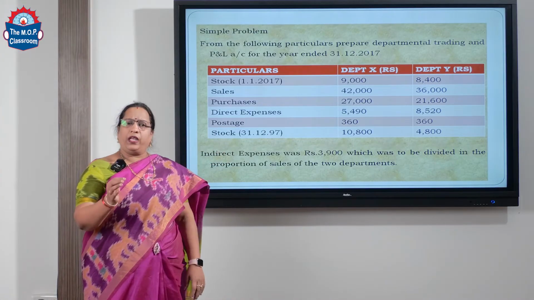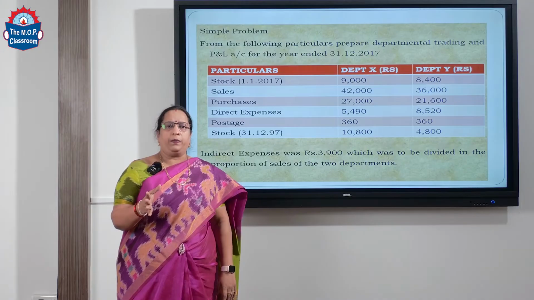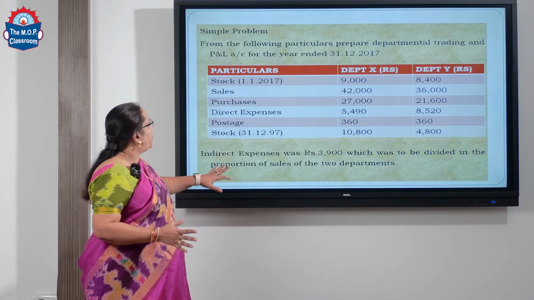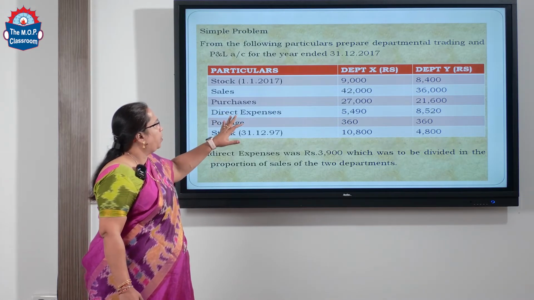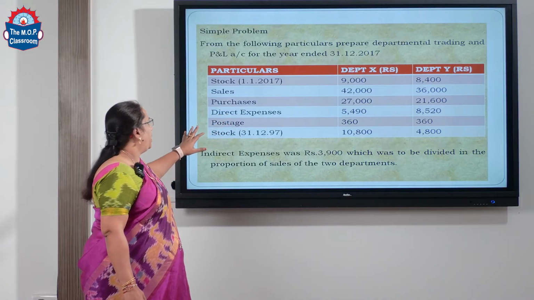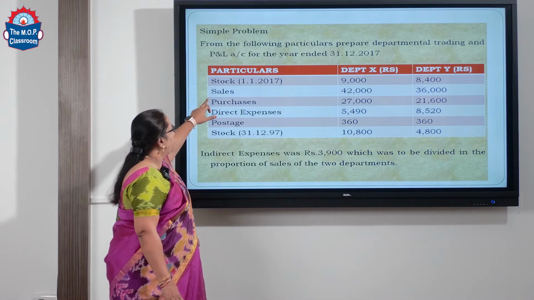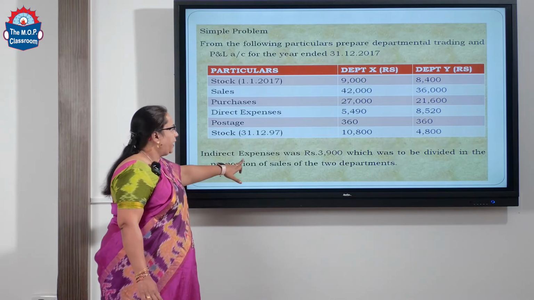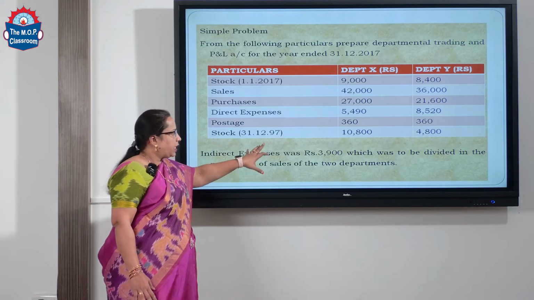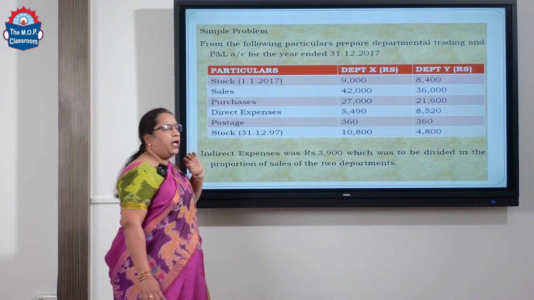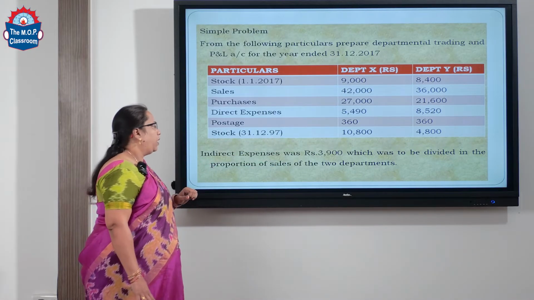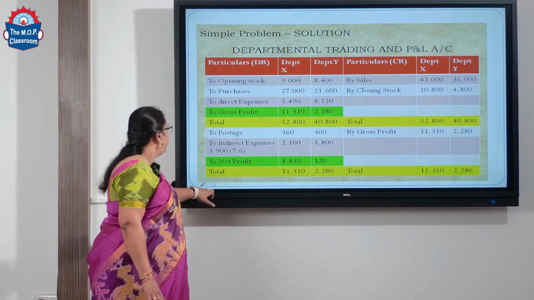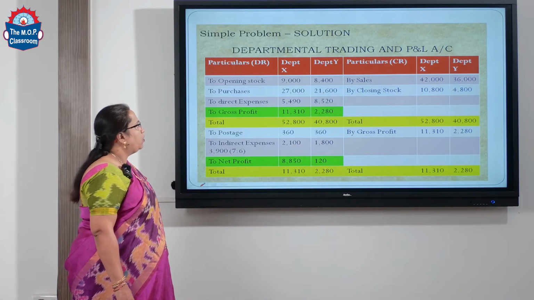So let us do a very simple problem on departmental accounting. This is the problem. From the following particulars, prepare a departmental trading and P&L account. They have given you opening stock, sales, purchases, direct expenses, postage stock. Indirect expenses is 3,900, which is collectively given to both the departments, and the two departments' details are given. Now how do we allocate it? Yes. So here is the solution.